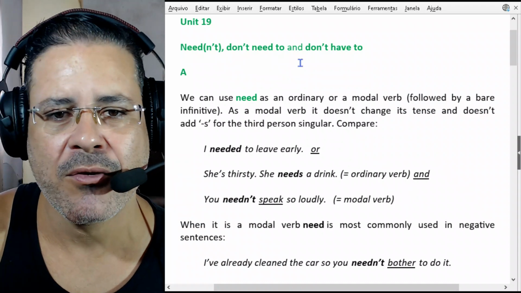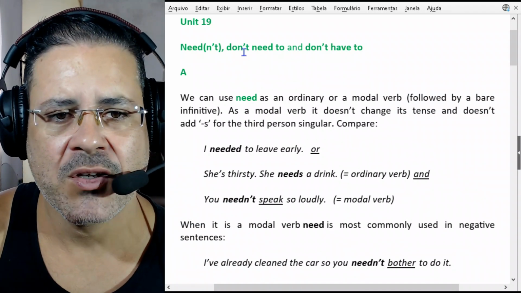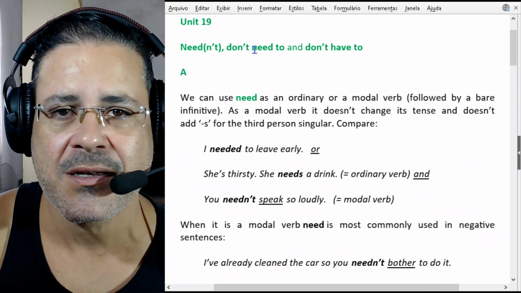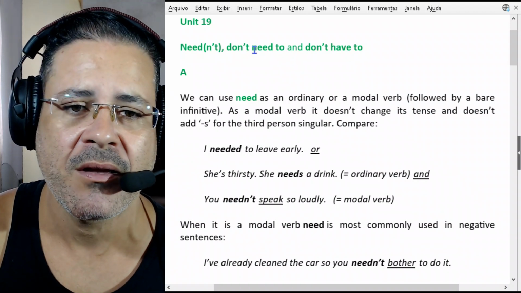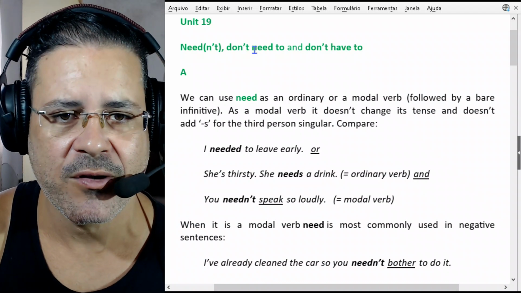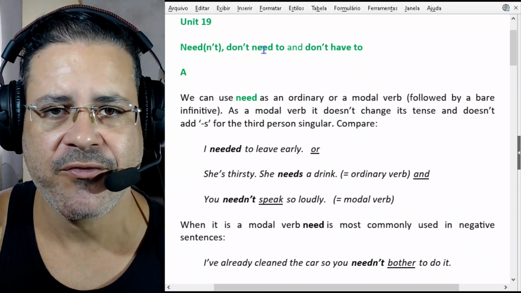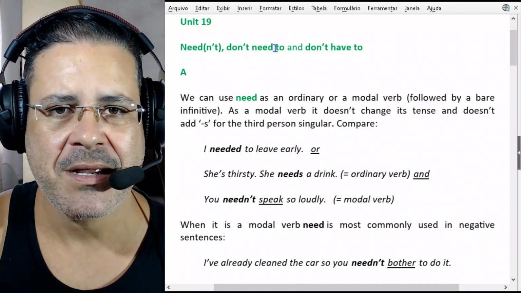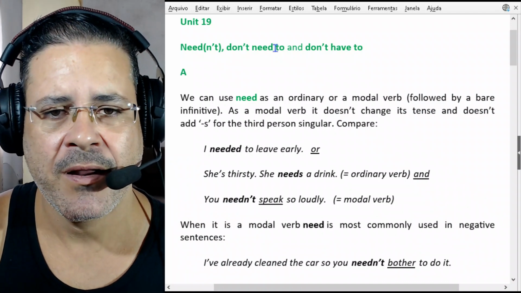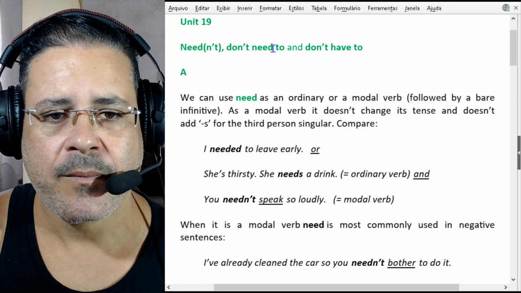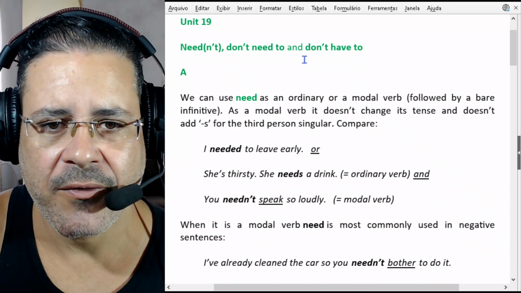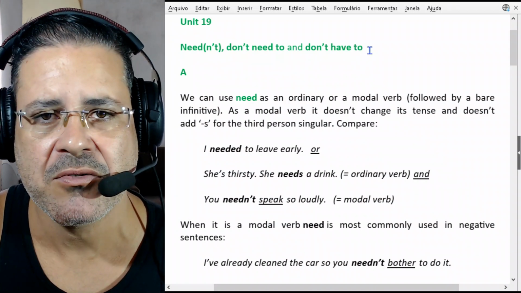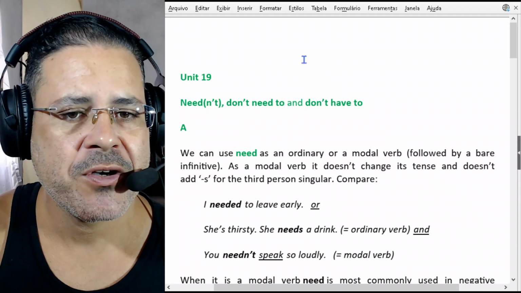And then we have those ordinary expressions. We might use don't need to or need to, and in that case need is a normal verb. It's going to be an ordinary verb, accepting all its variations. You might put it in the past, adding ed. You might add s for the third person in the present and so on. And also the expression you don't have to, and you don't need to do something.